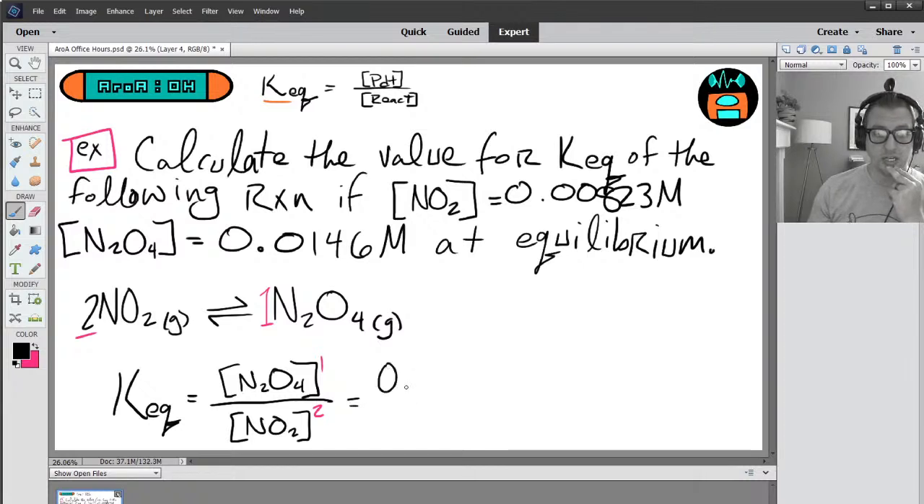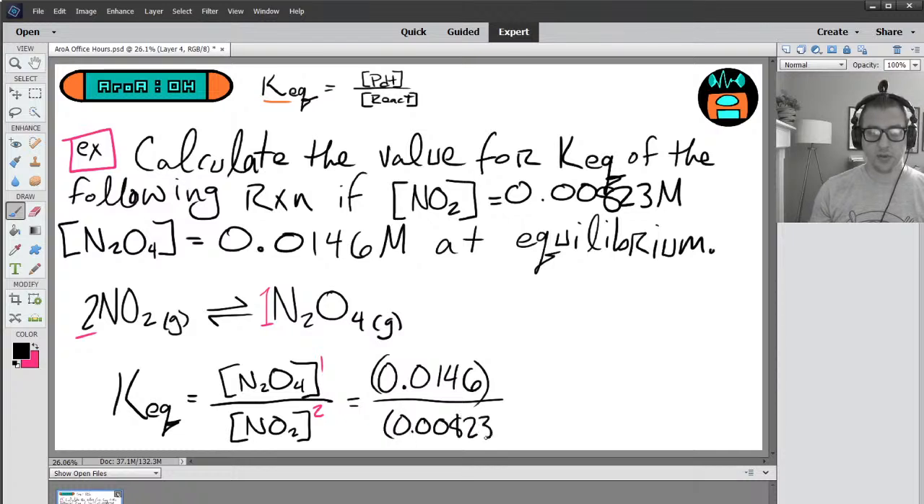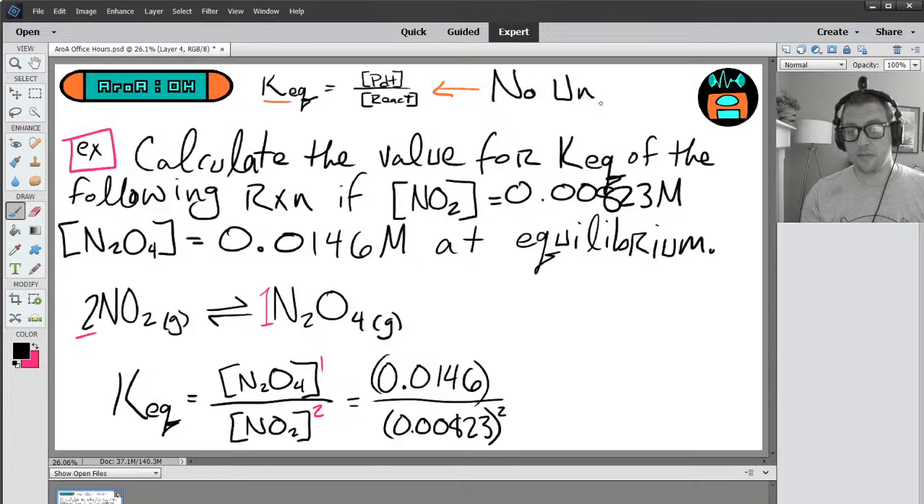At equilibrium, our concentration of N2O4 is 0.0146, and our concentration of NO2 is 0.00823 squared. You'll notice that I did not include my units when I plugged it in. That's because the equilibrium constant is a unitless quantity. There are no units for KEQ, so you don't have to worry about including them.